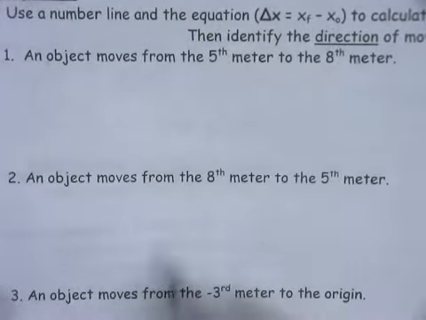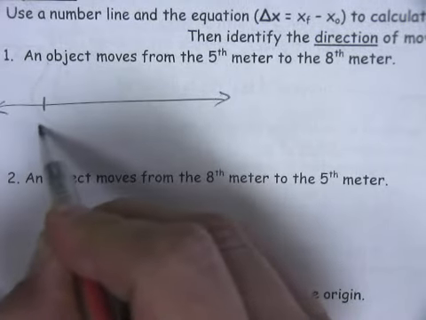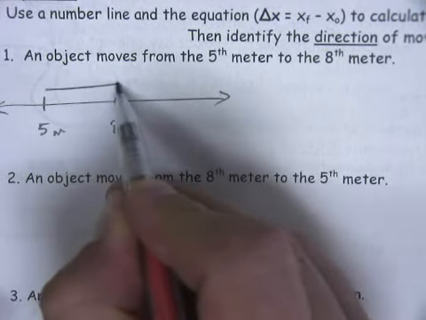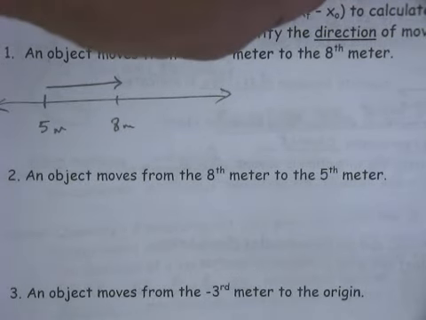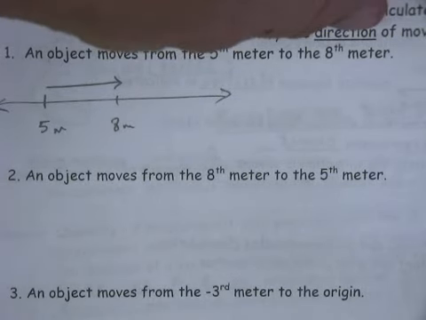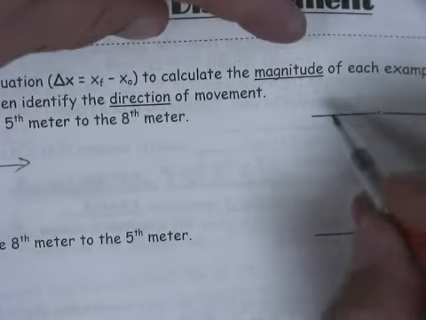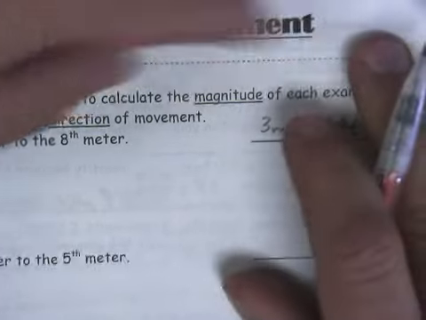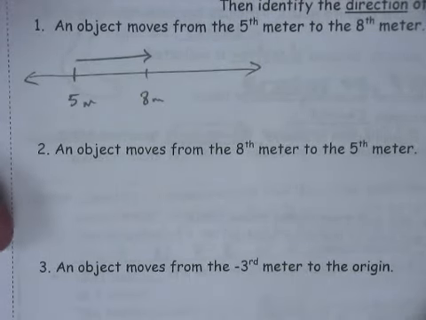There we are. All right, so we're going to start at the 5th meter and go to the 8th meter. If we were to have a number line here, and this were the 5th meter, and this were the 8th meter, we're going to move in this direction. So what do they want up here? They want the magnitude of each example, then write the direction of the motion. Magnitude would be how big, so how far do we travel? We traveled 3 meters, and we moved to the right. I think I'm going to run through and do the number line first for each example, then we'll come back through and use the equation.